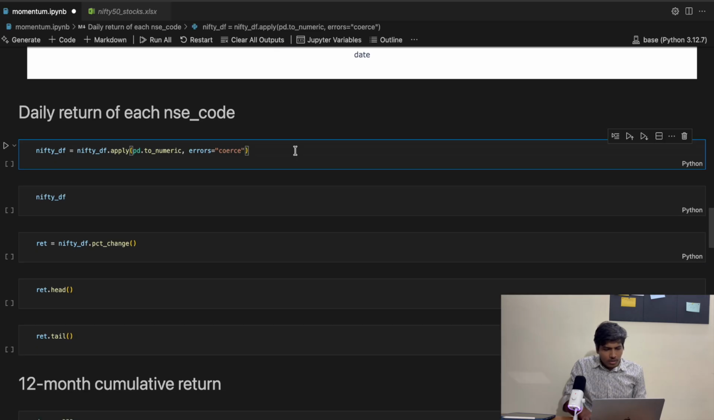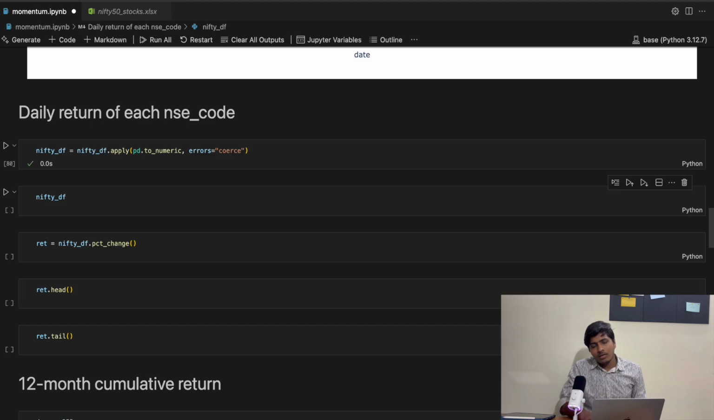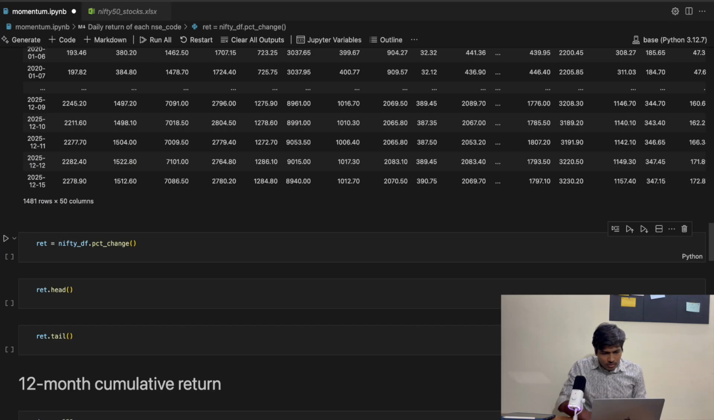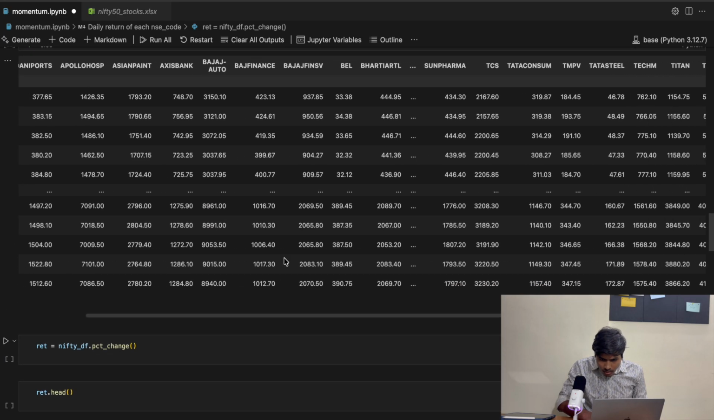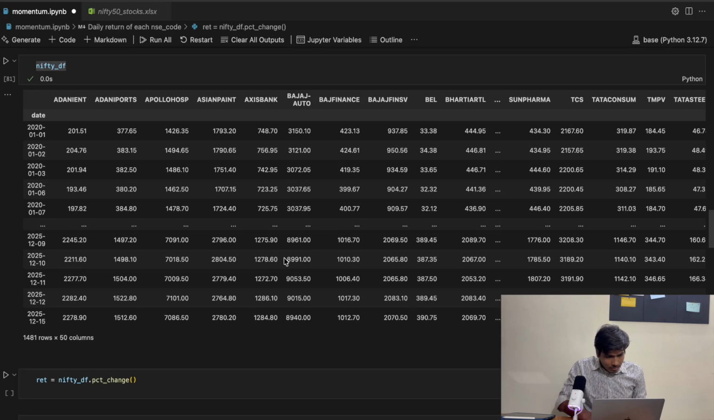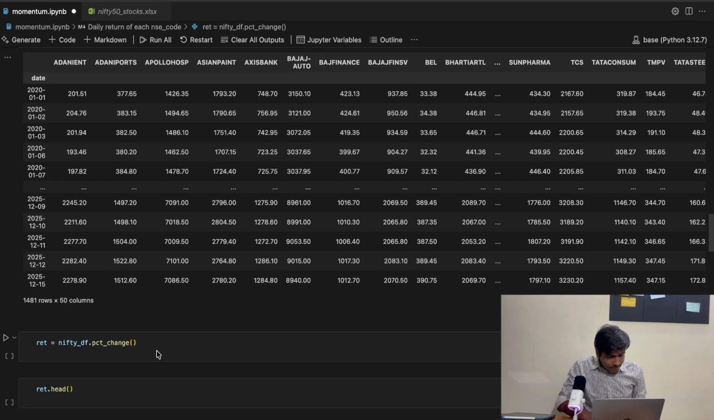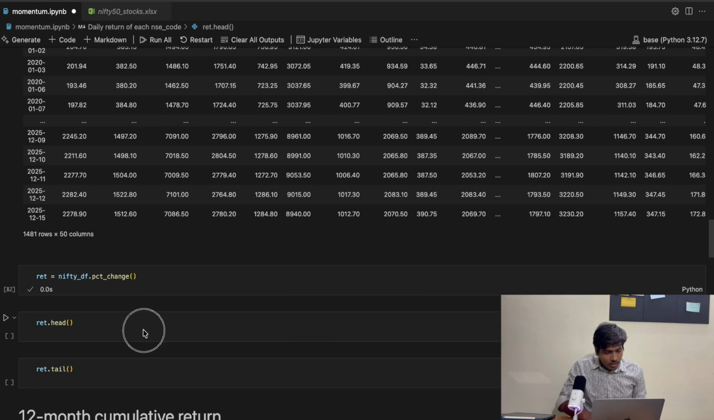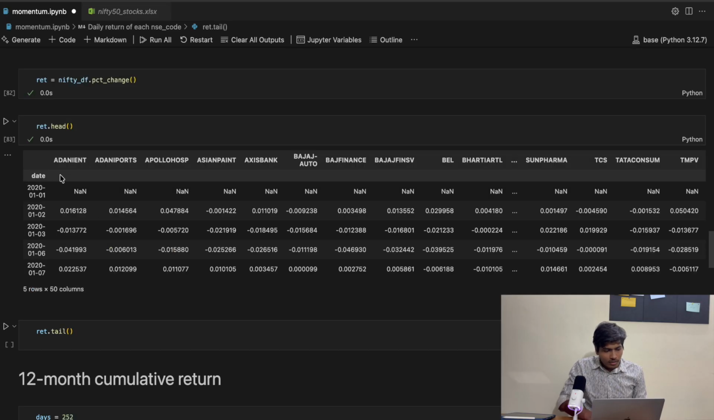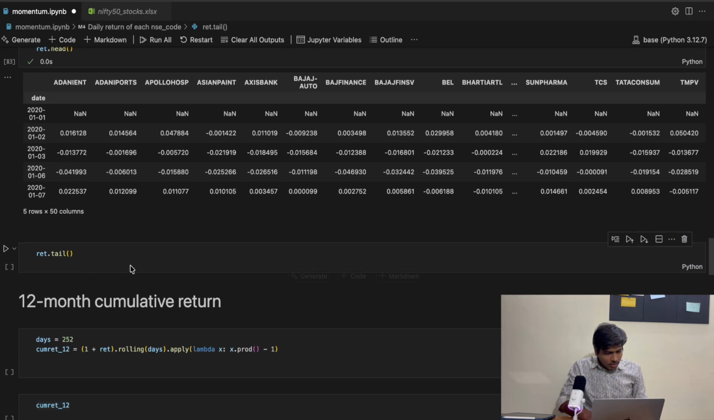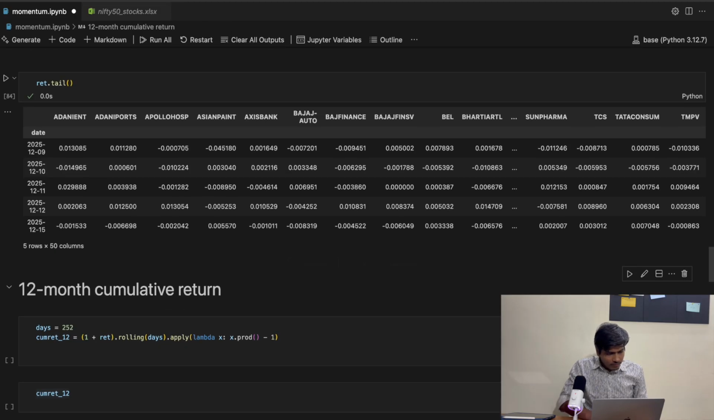Now I am just converting the entries of the data frame to numeric. It might be possible that sometimes there are entries which are strings, so it will convert them to numeric format, and then I will see how it looks. Everything is numeric now. Let's calculate returns by using the pct_change function. You can also see the top 5 entries by using head. The first row will be NaN, right, because there is no price before 1st of January 2020. Let's see, tail will be filled till 15th of December.